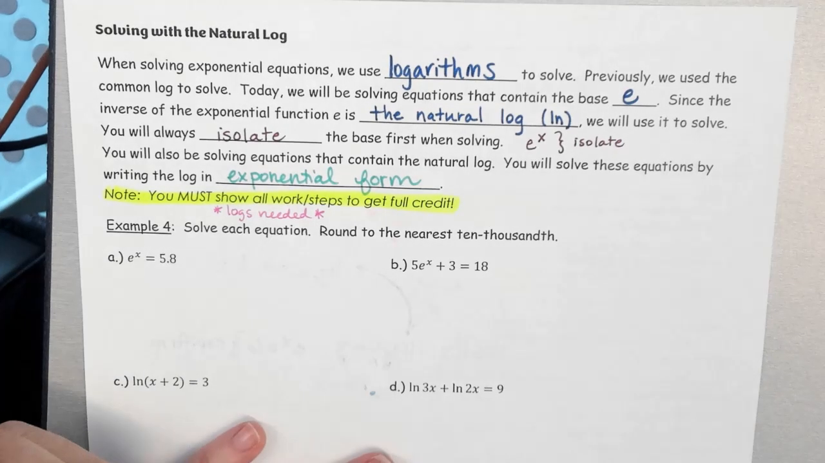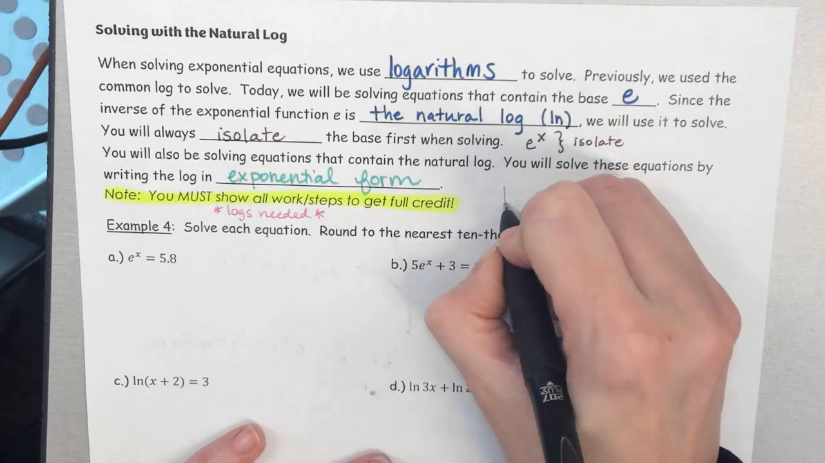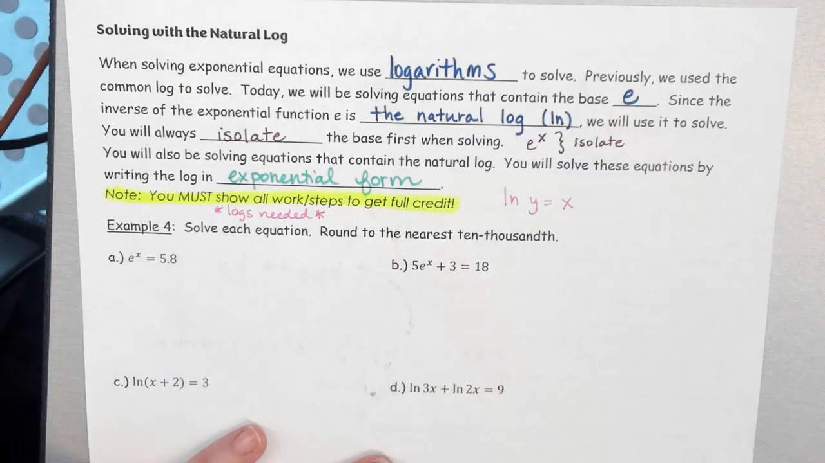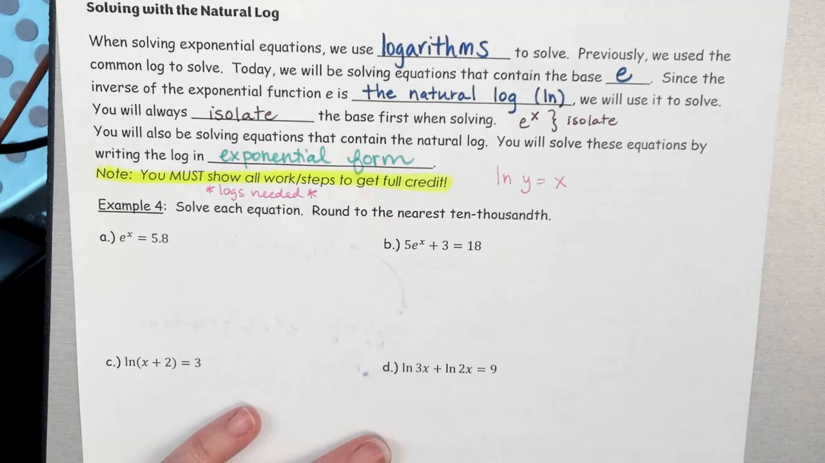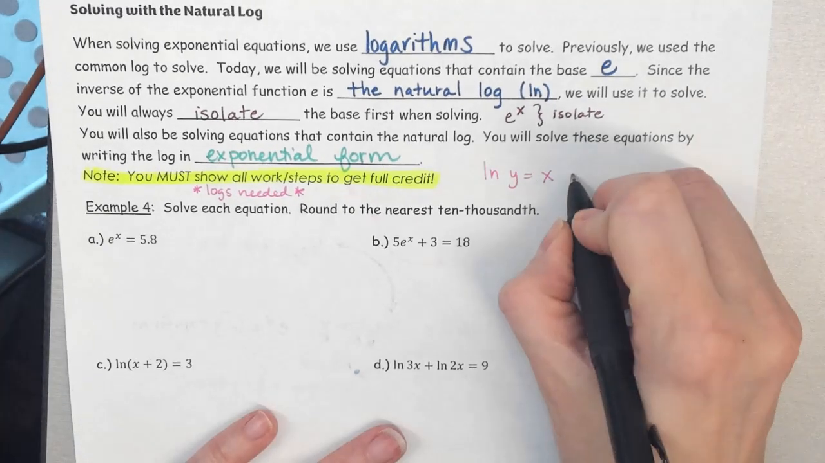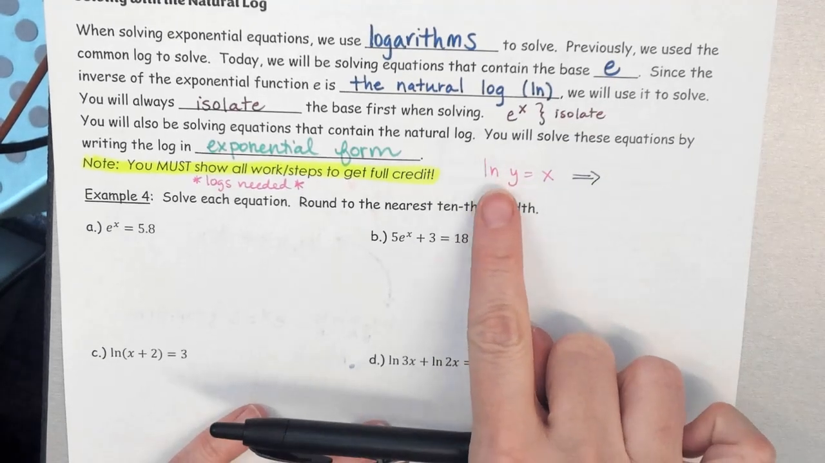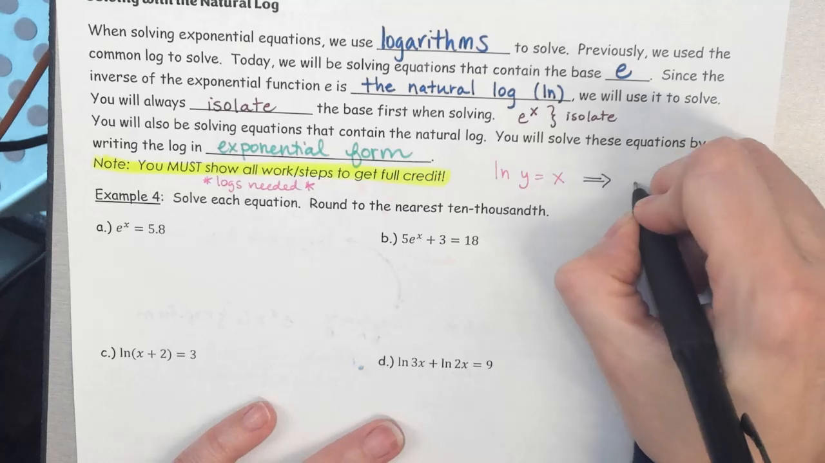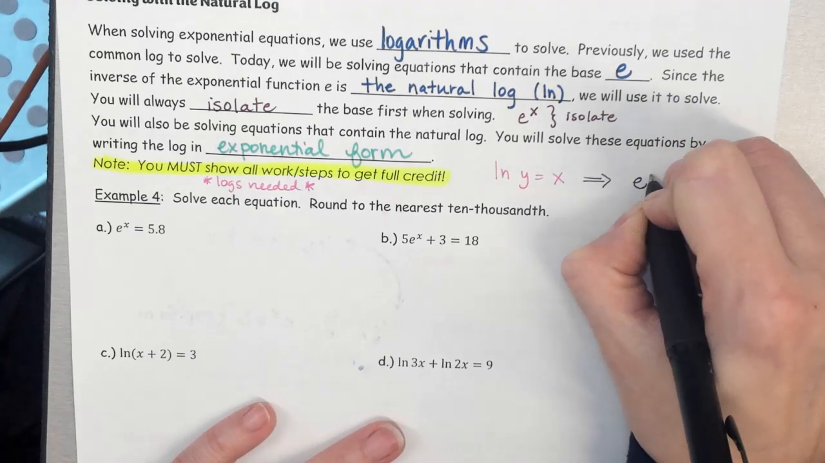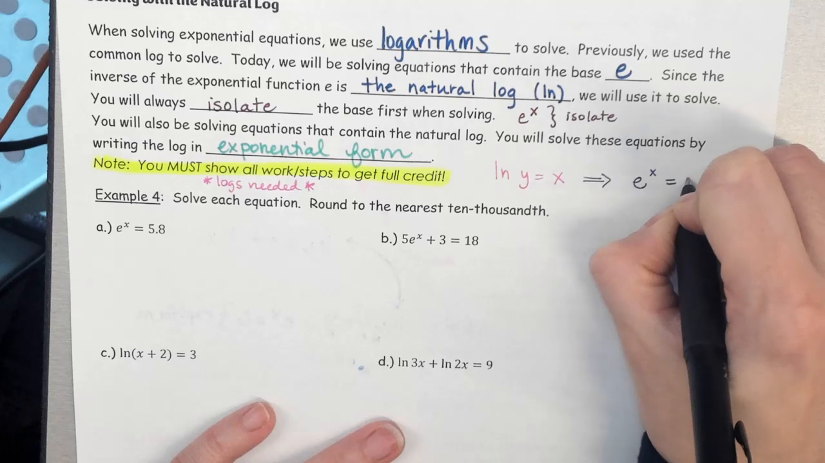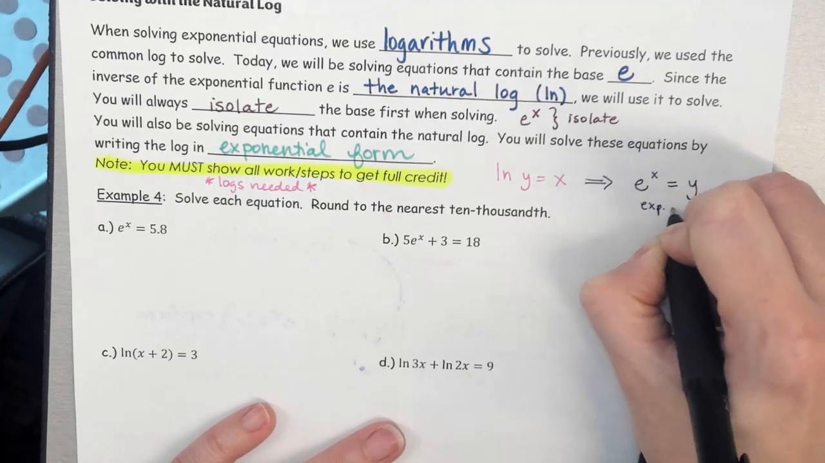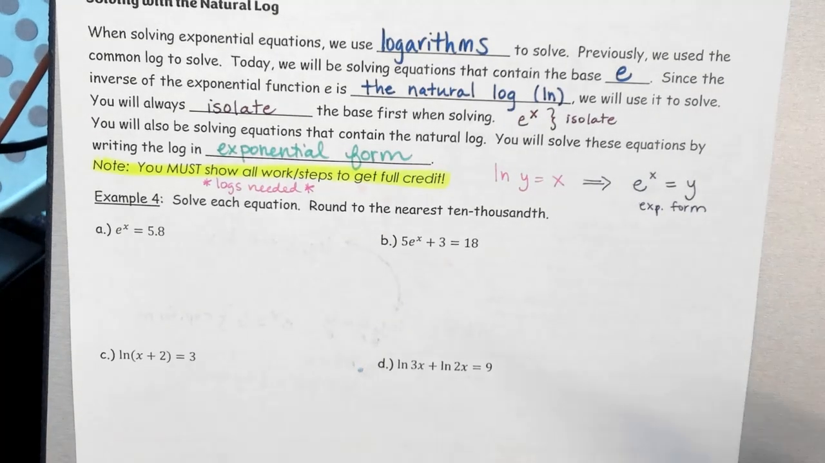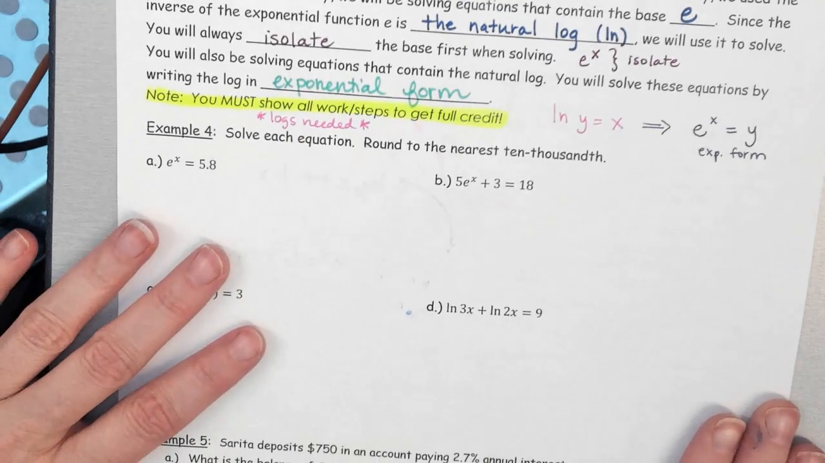Okay, and so remember that if you have the natural log of y equal to x, the way that you write that in exponential form is with your base. What's your base of the natural log? E, yep, so e to the x equals y. This is your exponential form. Okay, and yesterday we had different bases, so we didn't have base e, but we had to write it in exponential form. Okay, so today you're going to see some of that as well.